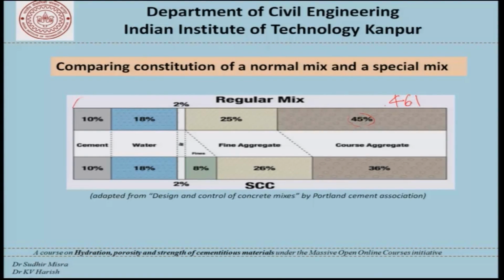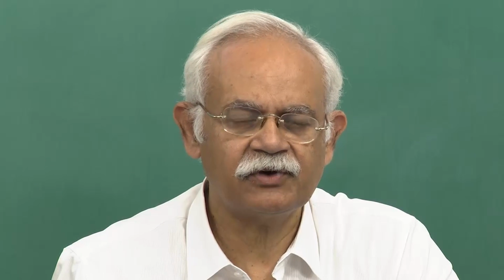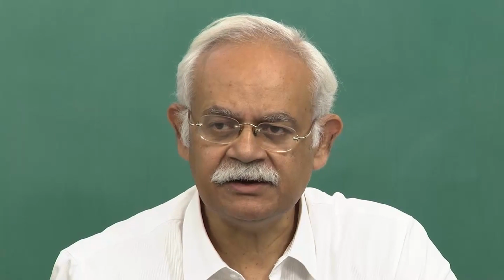The paste content is about 28% by volume, and that is what we have. While proportioning, I have taken 2% air. So, it is about 20 liters in a cubic meter is air content. What this shows is that the mix that we will get today is really representative of a lot of concrete that we see in real life.